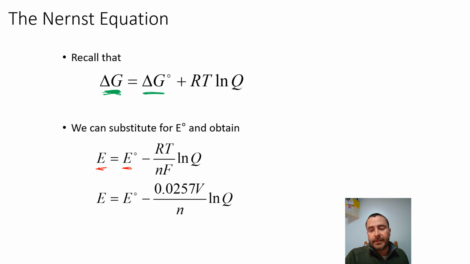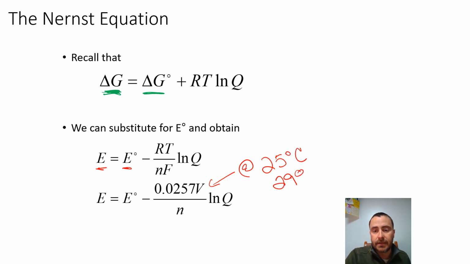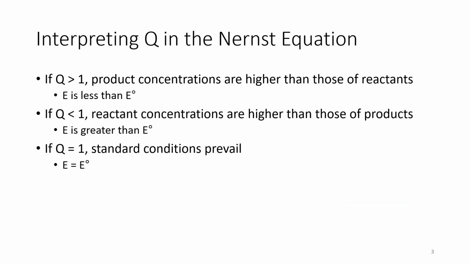We also find then that our voltage is equal to the standard voltage minus 0.0257 volts over N times the natural log of Q. Again, this is at 25 degrees Celsius, 298 Kelvin only. If not, then we've got to plug in our R, our T, and our Faraday constant in order to calculate these problems.